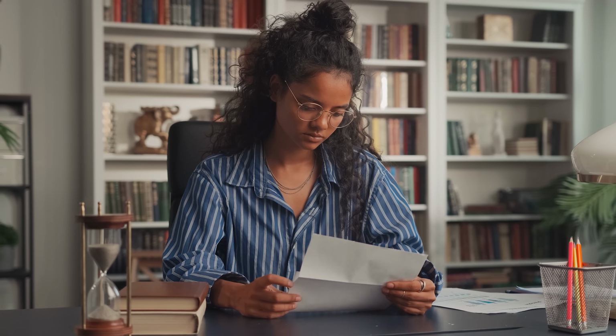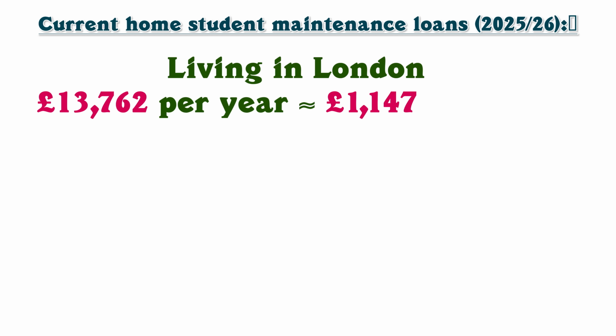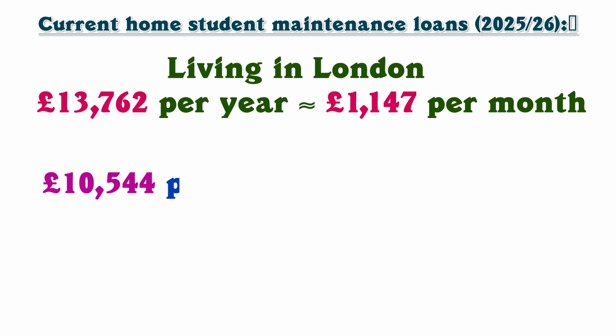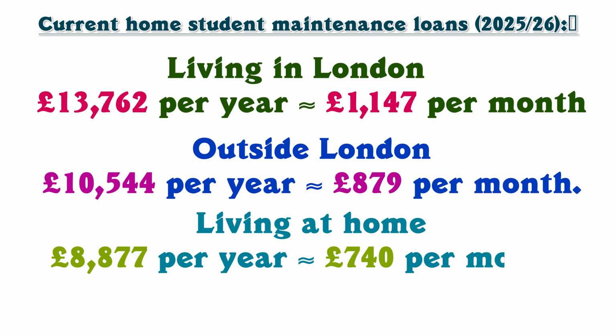So I checked what the maintenance loans were. If you're a current British citizen living in London, you're entitled to get about 13,762 per year, which is roughly around 1,147 per month. And for outside London, it's about 10,554 per year. And if you're living at home, you're entitled to get 8,877 per year. Now, whatever amount the current maintenance loans are for UK home students, that's how much you have to prove to have in your account.